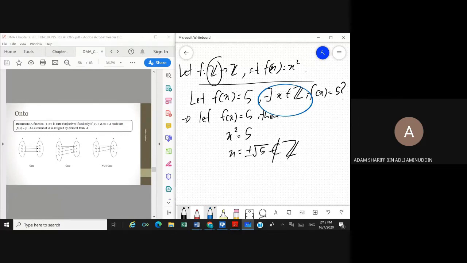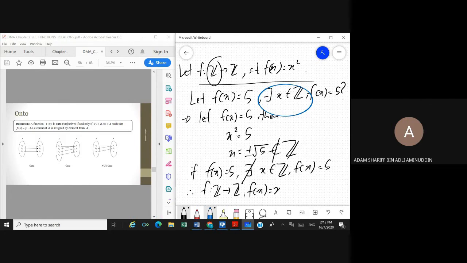As my conclusion, if f(x) equals 5, there does not exist an element from the valid integers such that f(x) equals 5. As my conclusion, for the case of f(x) equals x squared, it is not onto. Finish.